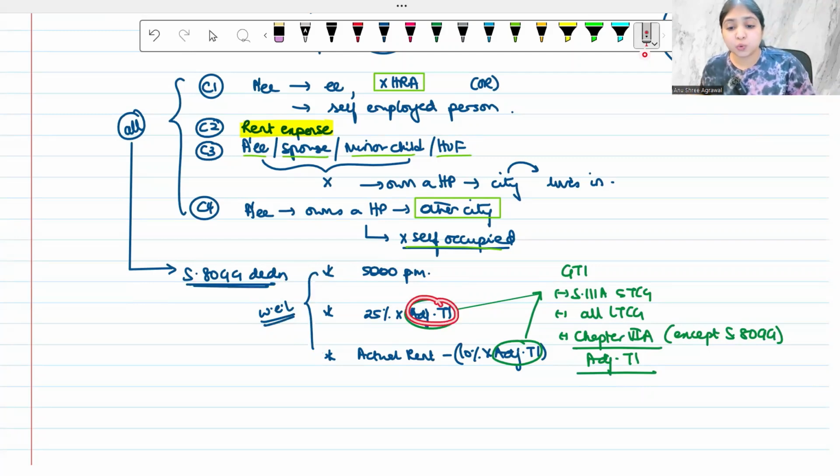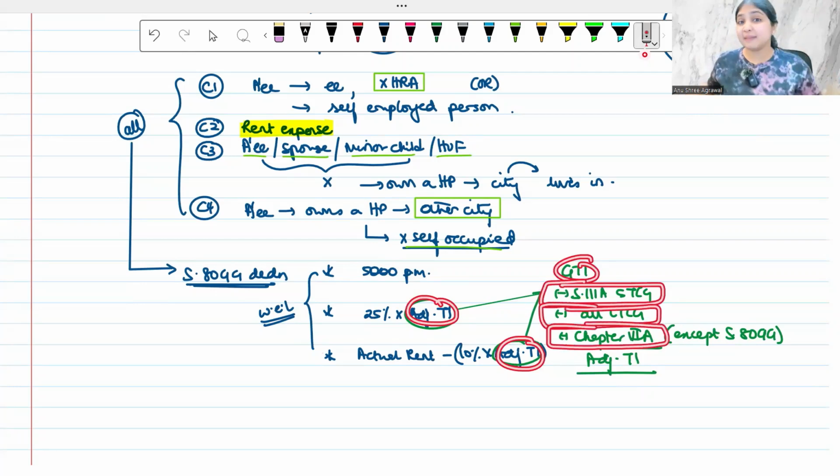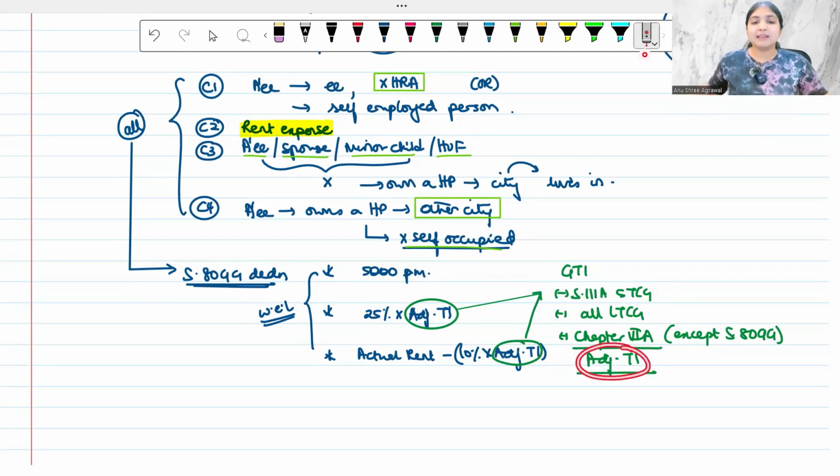What is adjusted total income? GTI minus 111A STCG minus all LTCG minus all Chapter 6A deductions except section 80GG. The balance will be your adjusted total income. Okay, here the most important part is your 4 conditions.